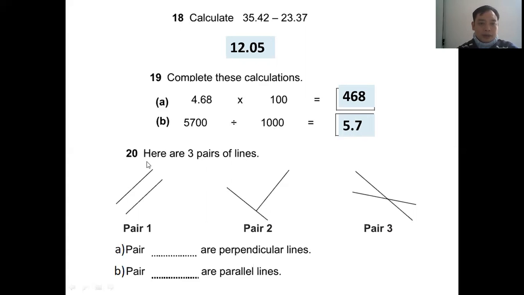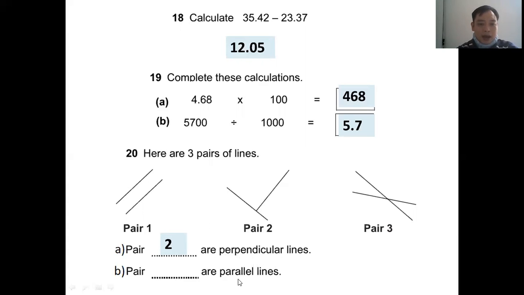Question 20. Here are 3 pairs of lines: pair 1, pair 2, pair 3. A. Which pair are perpendicular lines? Now, perpendicular means it creates a 90-degree angle. So pair 2 here has a 90-degree angle.